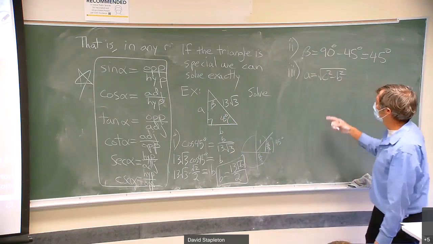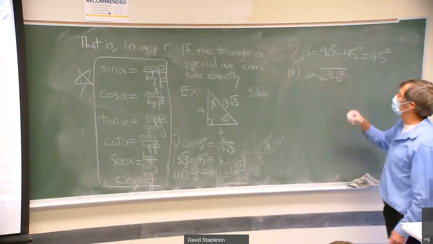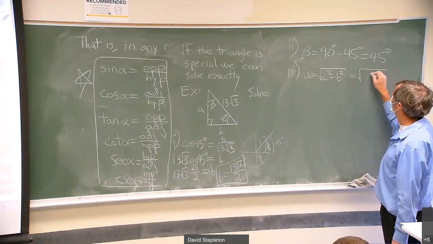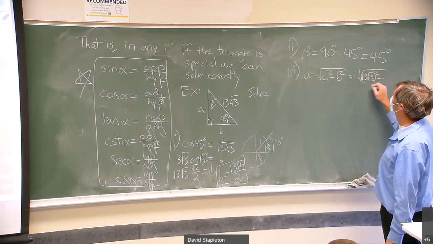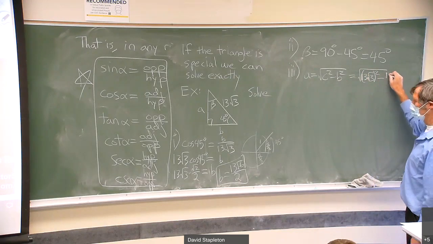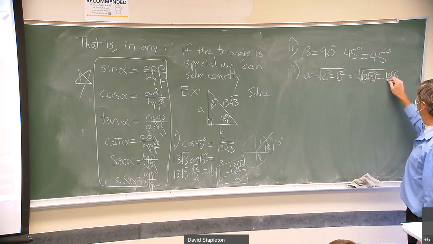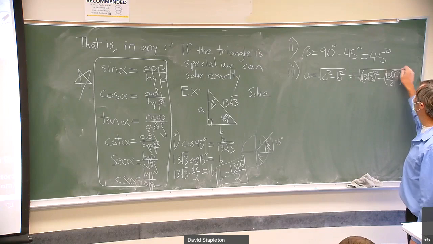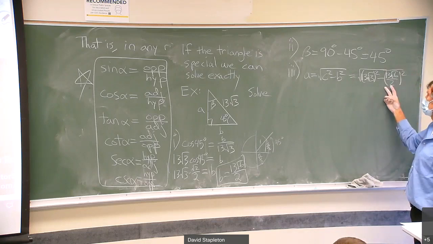When you're solving for the hypotenuse, it's the root sum square, but solving for the leg, it's the square root of the difference of the squares. So I'll say this is the square root of 13 square root 3 squared minus b squared, which was 13 square root 6 over 2, squared.